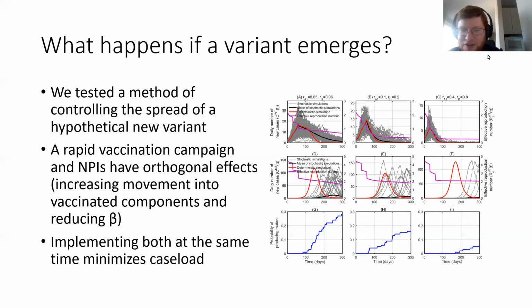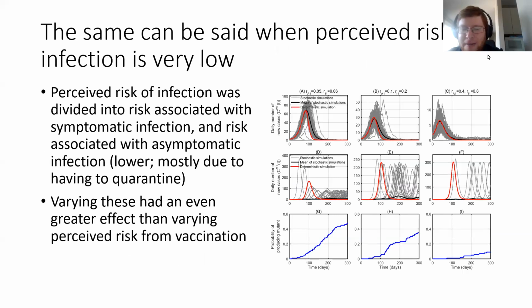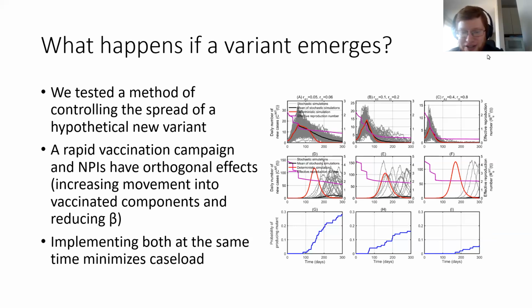But it turns out that if you do both of these at the same time, then compared to these scenarios over here, especially in cases where people aren't really that scared, if you implement both of these at the same time, it does produce a much lower chance of producing this mutant strain. Right. If you do rapid vaccination campaigns and non-pharmaceutical interventions during a current outbreak wave, it makes it significantly less likely that there will be another outbreak wave for a new strain. So that's what we're getting at here.